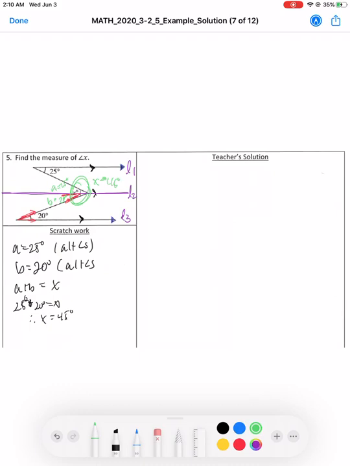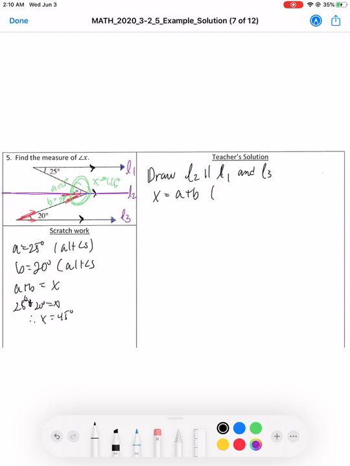Okay, so how do we write that as a teacher solution? Well, the first thing that we did was draw in line 2. So we draw line 2 parallel to line 1 and line 3. And that split my x degrees angle into two parts. When that happened, I need to explicitly say that x is equal to A plus B, and that they're not in half.